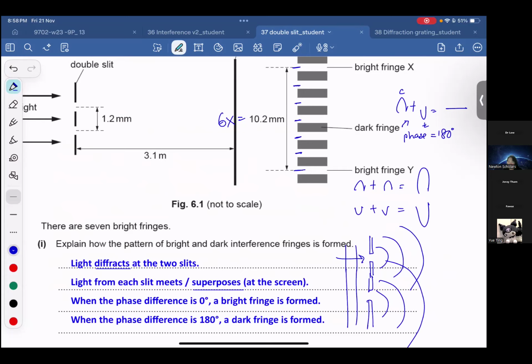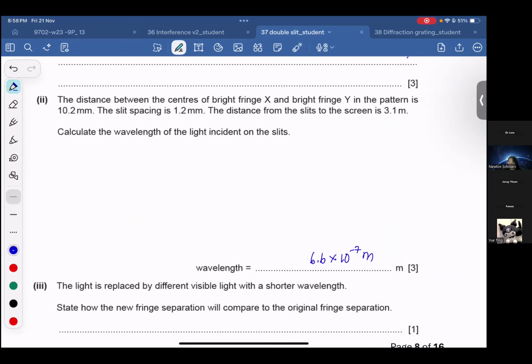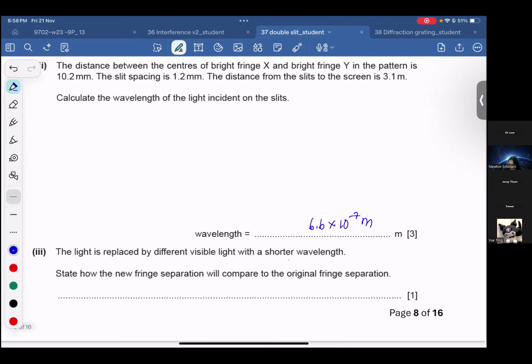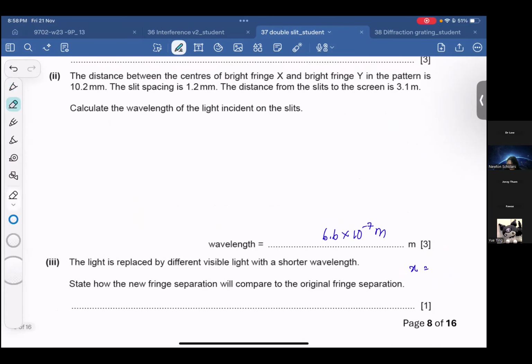Yeah, okay, dear. So here, this one is just substitution only. You write down the final answer. Now the light is replaced by another different visible light with a shorter wavelength. Okay, wavelength equals x over d.